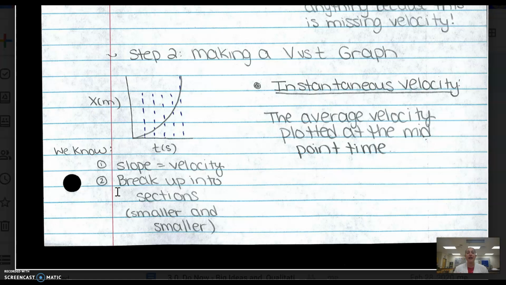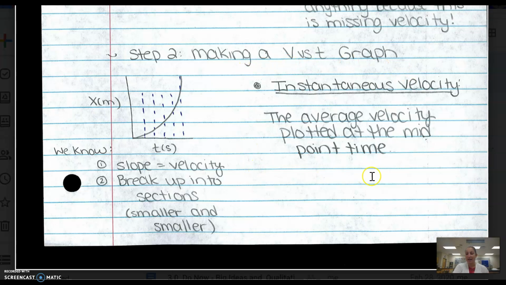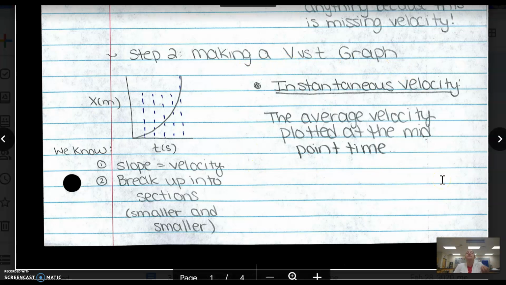So what you've pretty much done when you take the velocity of those smaller and smaller sections is you've taken the average. Well, where does the average occur? You know, if we were to line everybody up in the room by height, the average height person would be in the middle. So we get this concept of instantaneous velocity because we have to plot something. And all we know are brief instances in time when the velocity is actually the value that we calculated. So this instantaneous velocity is that average velocity plotted at the midpoint time.